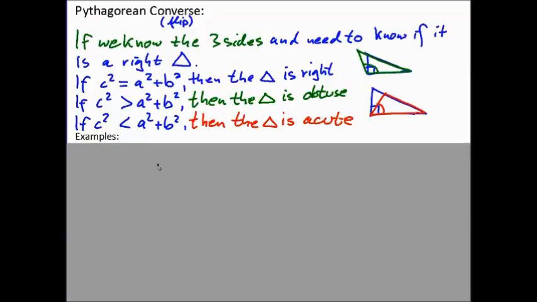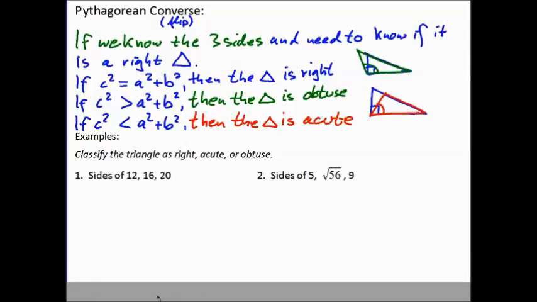So then let's look at some examples. Classify the triangle as right, acute, or obtuse. Let's look at number 1. And always remember that our longest side is going to be our C. That always has to be the case. C is always the longest side.